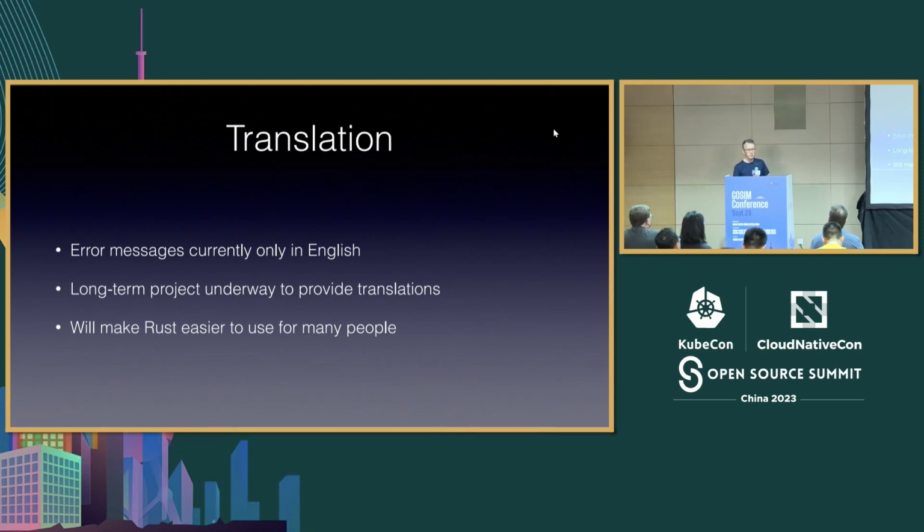Error messages are currently only in English, but there's a long-term project underway to provide translations to other languages. And this will make Rust easier to use for many people, and I think is quite important.